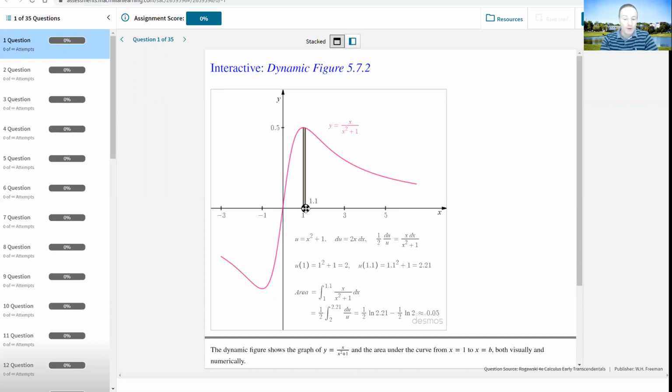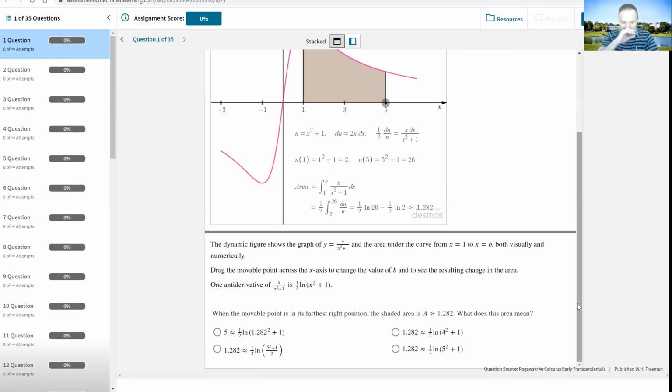So if I go from 1 to 1.1, it's telling me that the area is approximately 0.01. When I go from 1 to 1.2, it's 0.099. Then if I go up next, 0.148, all the way up till I get to the maximum value of 5 here. It is wanting us to estimate the area from 1 to 5. And it's saying that it's approximately equal to 1.282 for that entire region.